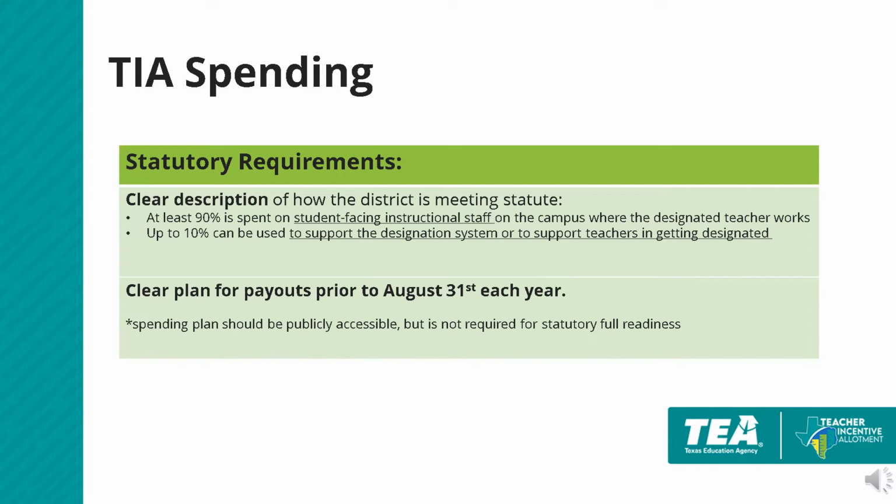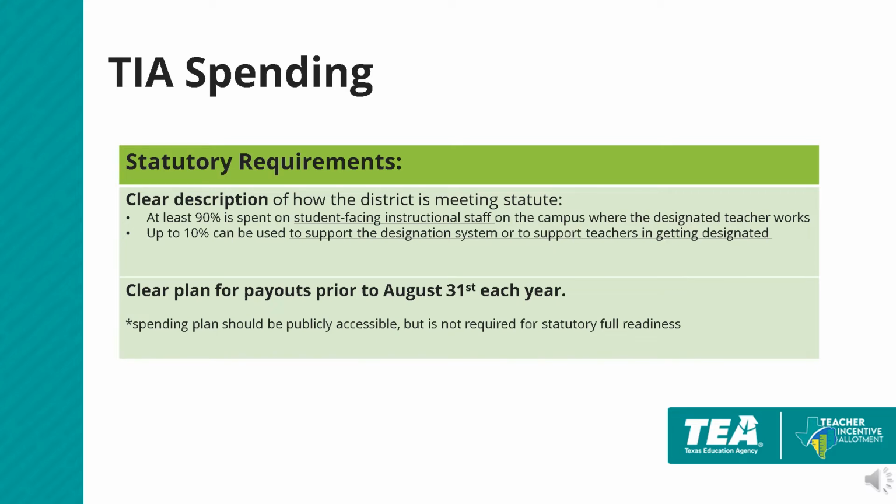Now, switching to the requirements related to TIA spending. These are the reasons where most districts experience issues and are must-haves when it comes to being in compliance with the law governing TIA. First, for each allotment generated, your district must meet the 90% and 10% statute requirements. At least 90% must be spent on student-facing instructional staff on the campus where the designated teacher works.